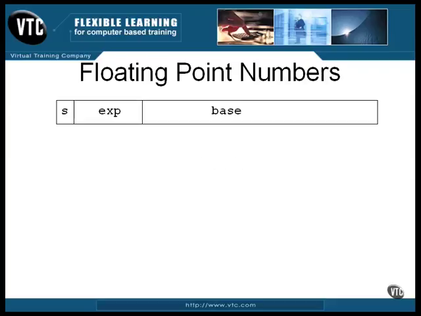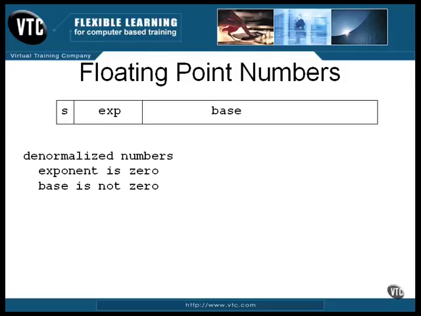Looking again at the three parts of a floating point number, the sign, the exponent, and the base, I need to point out some special cases. For example, the denormalized numbers. It's possible to represent numbers too small to be normalized. Once the exponent has reached the minimum possible value, it's not possible to move the bits of the base number any further to the left to represent a number. To do so, the exponent then is set to 0 and the base is not set to 0. In this form then, there is no implied 1 bit placed in front of the number.